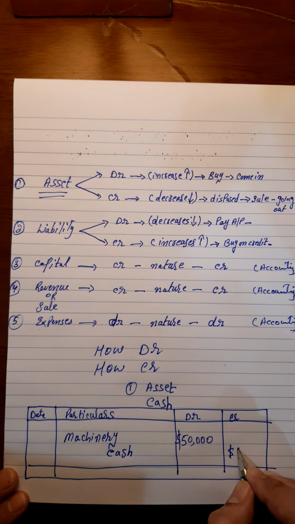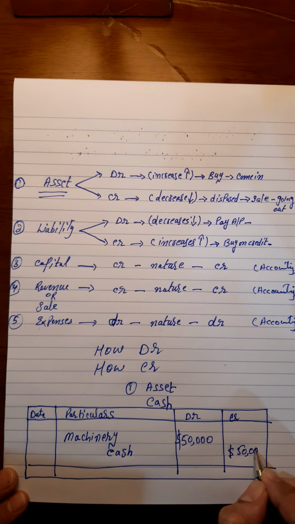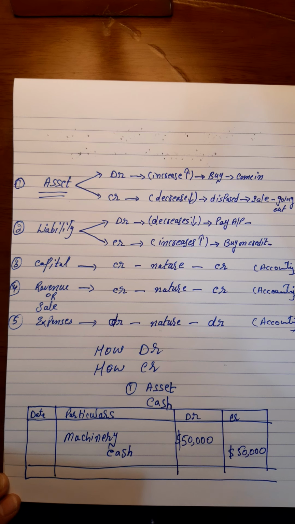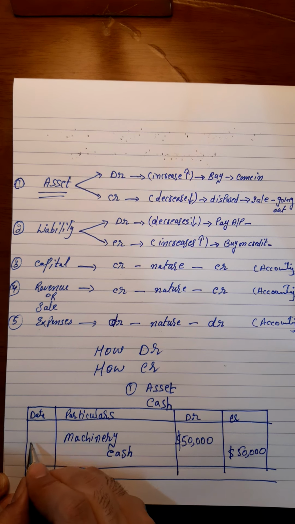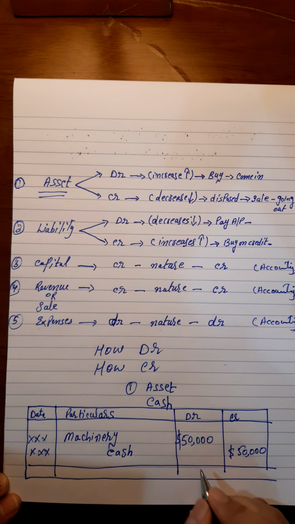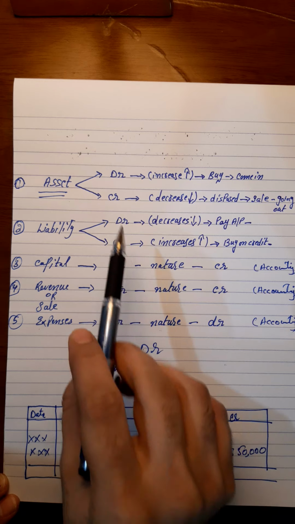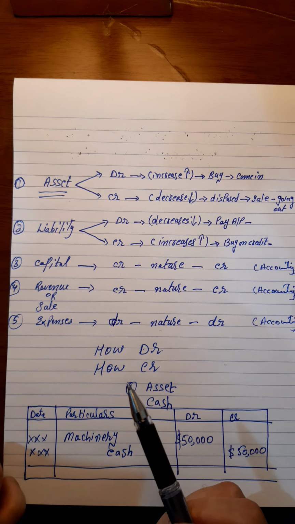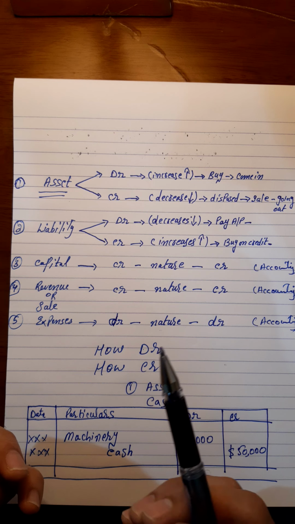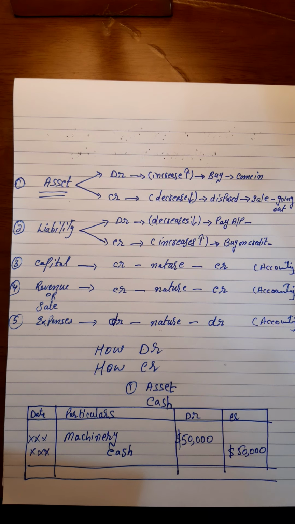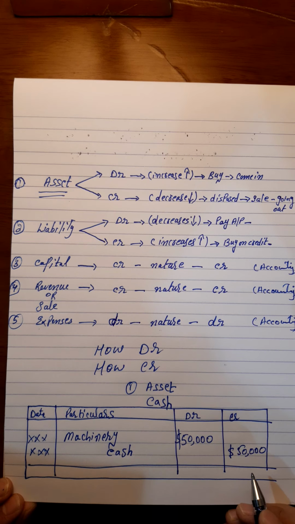Our cash has gone against machinery, $50,000, right? Here we will write the date. Machinery debit, cash credit. Cash is an asset. An asset is credited when the asset decreases. Our cash decreases. Our cash is going from us, going out. So machinery debit, cash credit.